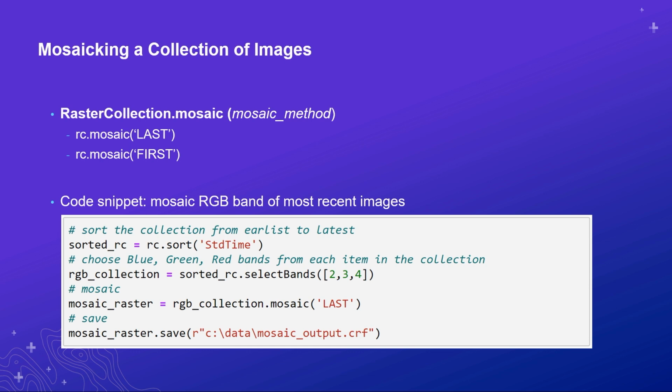Here the code snippet shows that you can sort the images by acquisition time, specify the band that you want to mosaic, and then just call the mosaic method. By passing an argument, you can choose first or last, and this can produce a mosaic that has the most recent pixels from the images. And then you save the result.